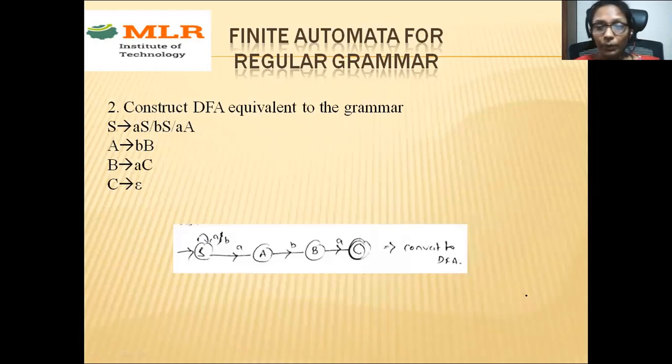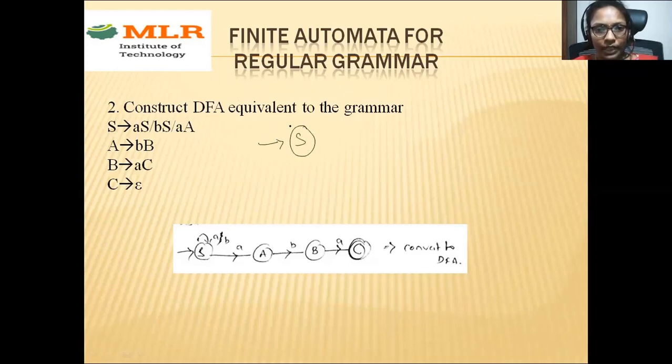Now this is the next problem. I hope everyone is clear with the first problem. Here we have four states now: S, A, B, C. First we'll try to construct all of these. I'll keep all the states as they are, no need to confuse. S will be the initial state.